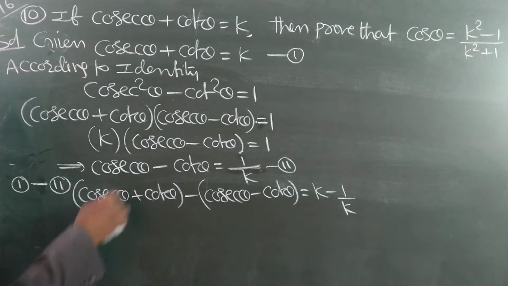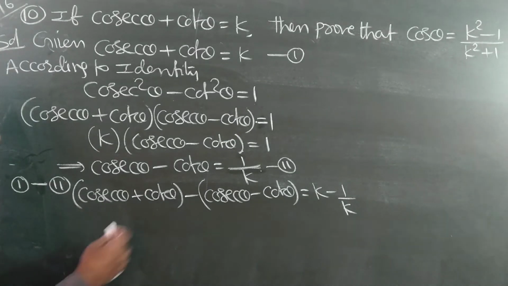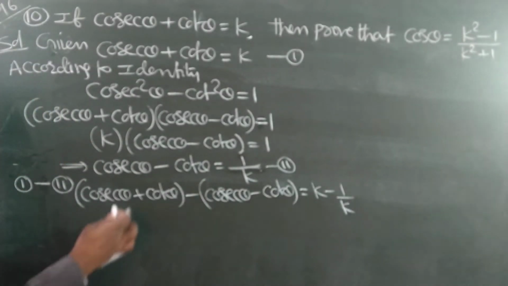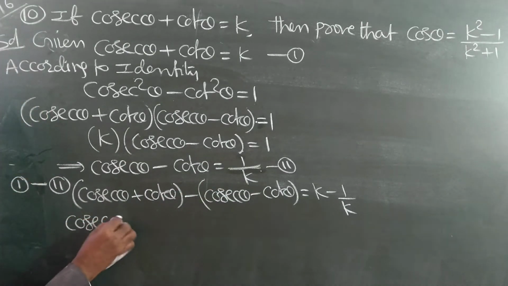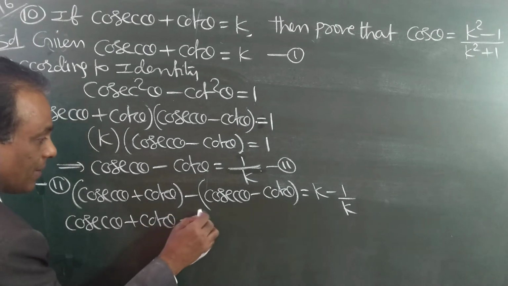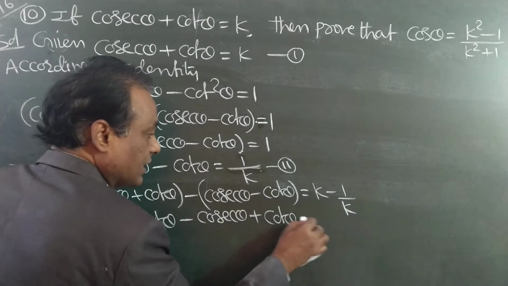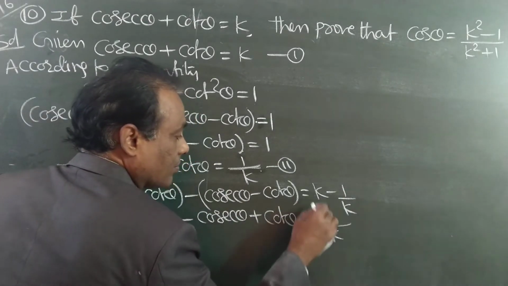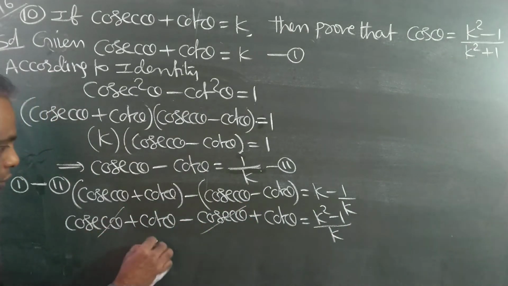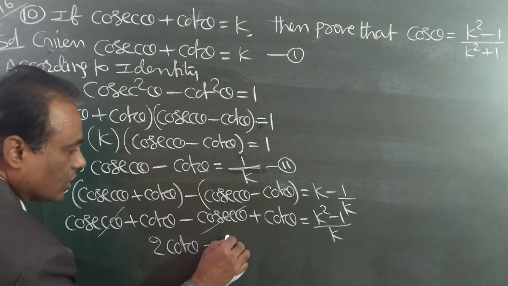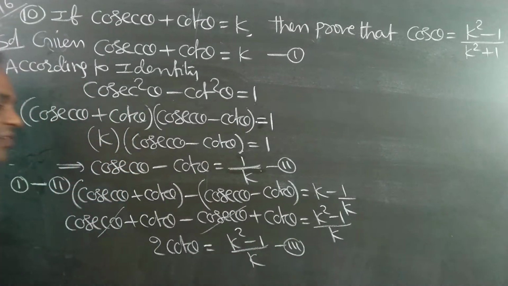Now, cosecant minus cosecant cancel. Minus into minus is plus cot theta. So cot theta plus cot theta, 2 cot theta. On the right side, LCM k, k square minus 1. So 2 cot theta is equal to k square minus 1 by k. This is another, third equation.